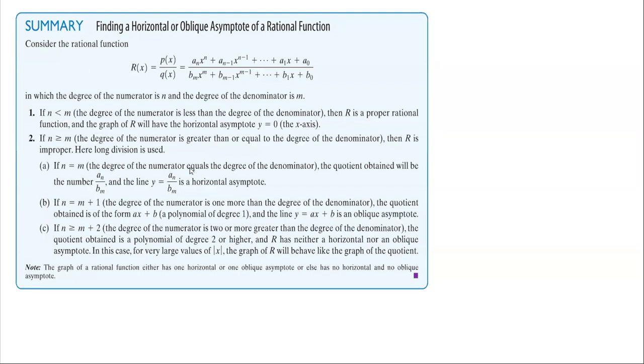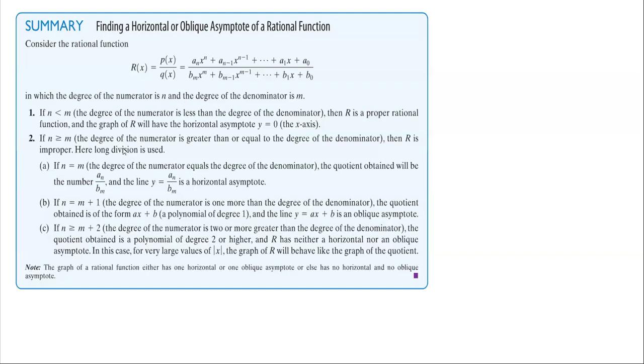Okay, so this chart here is going to tell us how we find the horizontal or oblique asymptote. All right, so right now it looks overwhelming. There's a lot of information here. But we're just going to pick out the essentials. So here you have R of X, a rational function, P of X over Q of X. Again, that's just a fancy way of saying I can write it in fraction form, in which the degree of the numerator is n and the degree of the denominator is m.